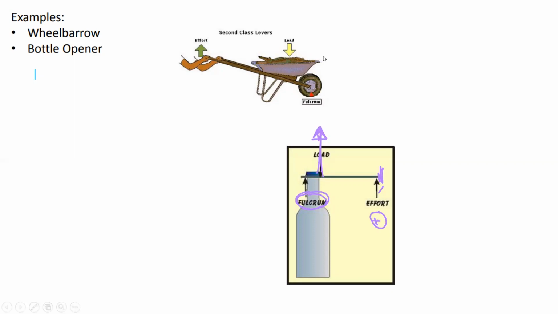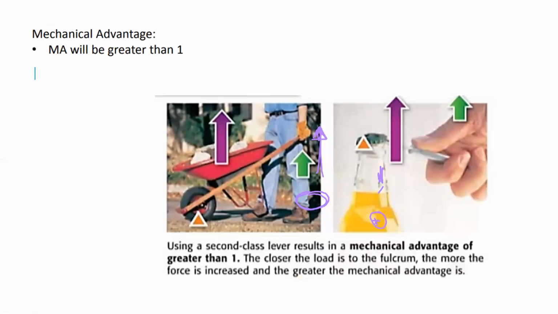Now, let's see what the mechanical advantage is for it. Here, the mechanical advantage is greater than 1. It's not like the first class, where it could be greater than, less than, or equal. Here, it is only greater than 1. As you see in these two examples, the bottle opener and the wheelbarrow, the mechanical advantage is greater than 1 because the load is closer to the fulcrum.